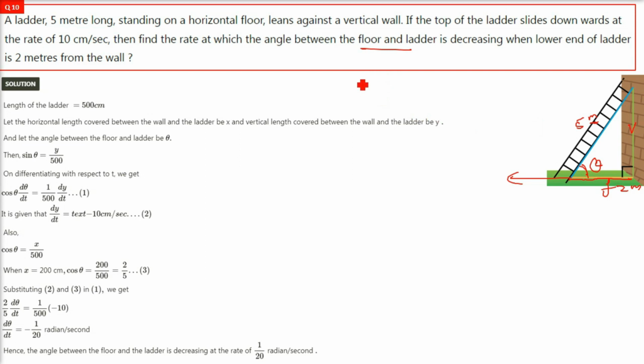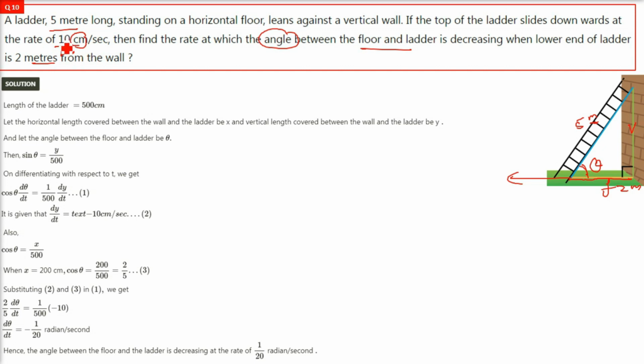We can always use the Pythagoras theorem, but we are talking about angle here. So we have to use the angle relationship with the values provided in the question. How are we going to do that? One is given in 5 meters, one is 2 meters, one is 10 centimeters per second. First of all, we have to convert all the units into one. Either convert 5 meters into centimeters or convert 10 centimeters into meters.